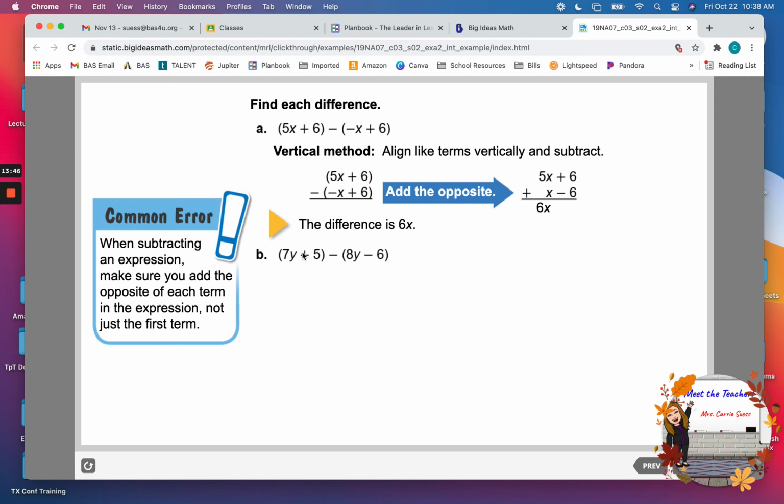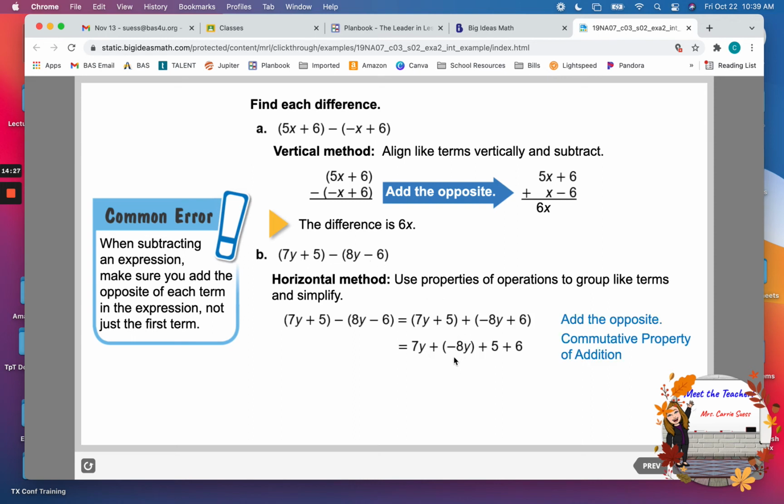Okay, let's do the horizontal, which I prefer. So again, we can regroup here. So you're going to take the 7y plus 5 minus 8y minus 6, and we're going to rearrange this. Here's the key. This negative right here, this subtraction sign, applies to everything inside this parenthesis. So it's like saying negative times the 8, negative times the negative 6. So this becomes a negative 8. What does the negative and negative become? Positive. So this actually becomes a positive 6.